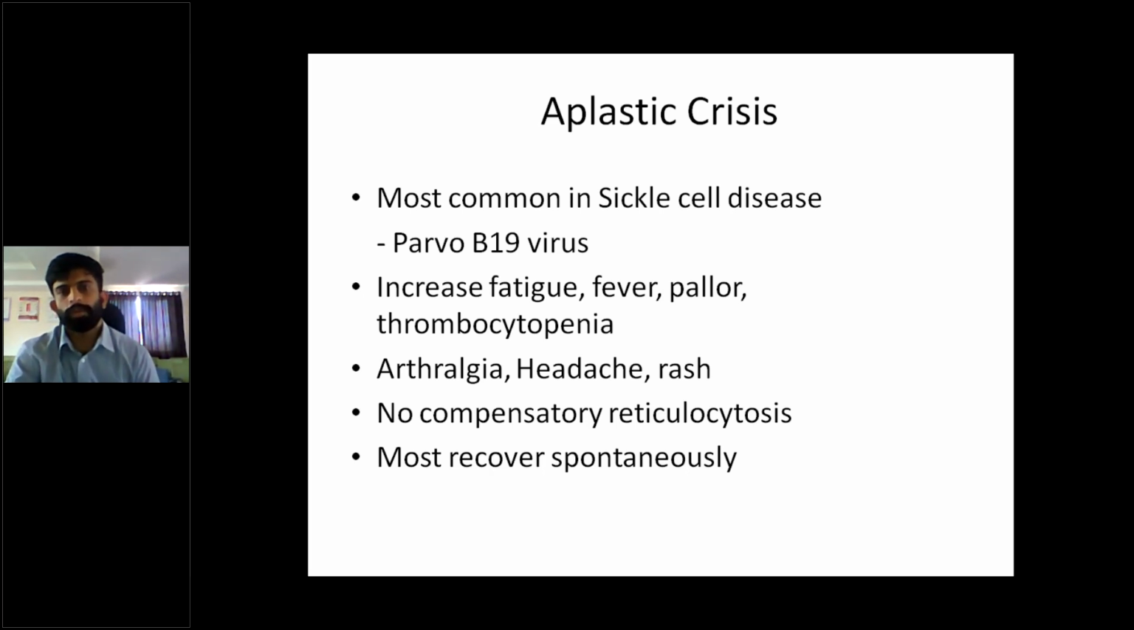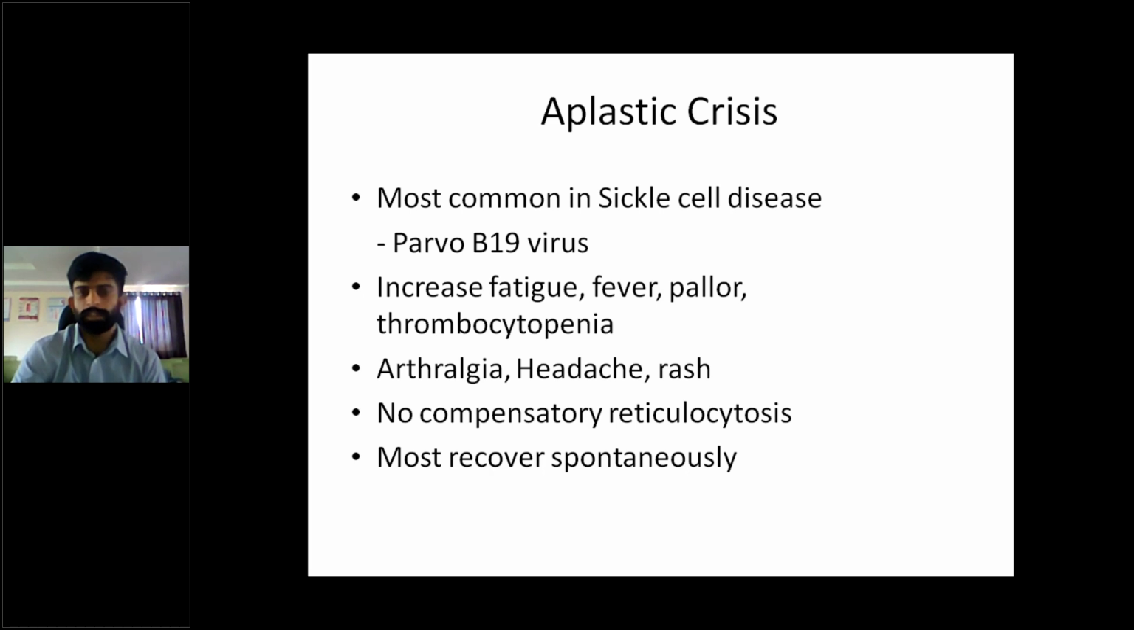Aplastic crisis is most common in sickle cell disease. The infection that leads to this is parvovirus B19, which causes aplastic crisis. There's increased fatigue, fever, pallor, and thrombocytopenia. Arthralgia, headache, and rash can be seen. There's no compensatory reticulocytosis. So in the blood, reticulocytes are not increased.